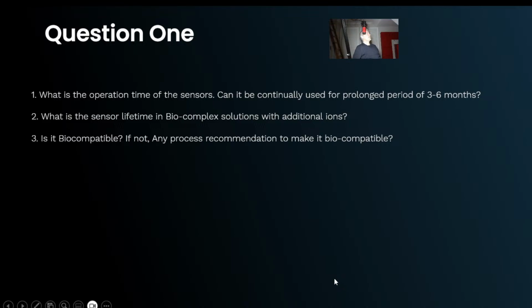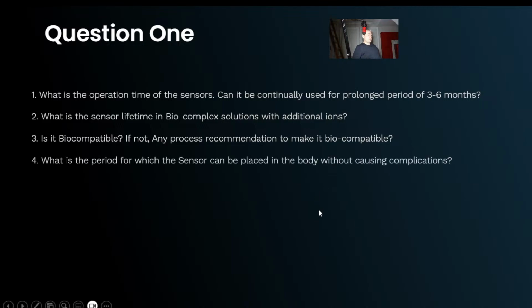We've been involved in, in fact, when I give my presentation today, you'll see that we've got sensors in people, in animals and on people. I've got lots of images of that today. What is the period that this sensor can be used without causing complications?